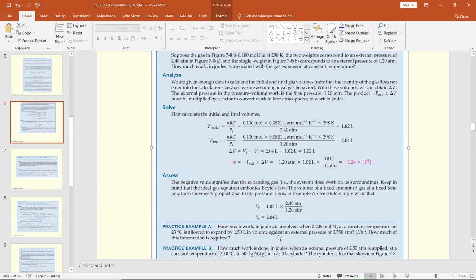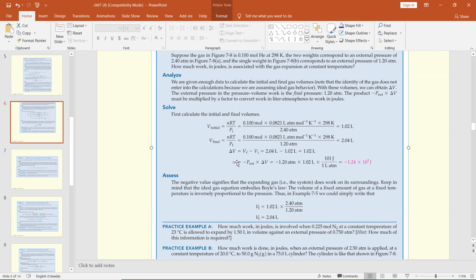How much work in joules is involved when 0.225 moles of nitrogen at a constant temperature of 23 degrees is allowed to expand by 1.5 liters in volume against an external pressure of 0.75 atmospheres? Hint: how much of this information is required? Well, here's a question with TMI, too much information. So we just want to get the work.